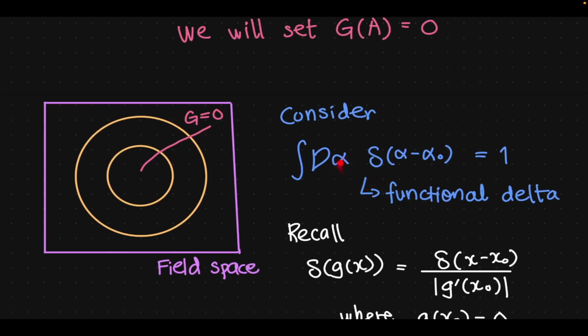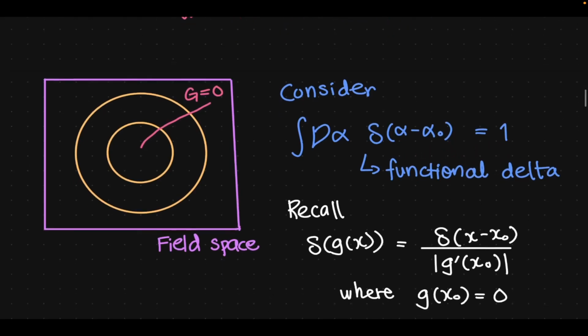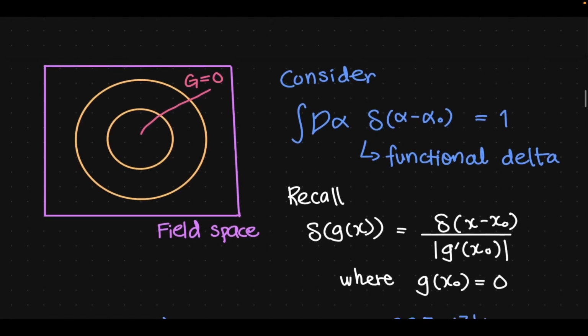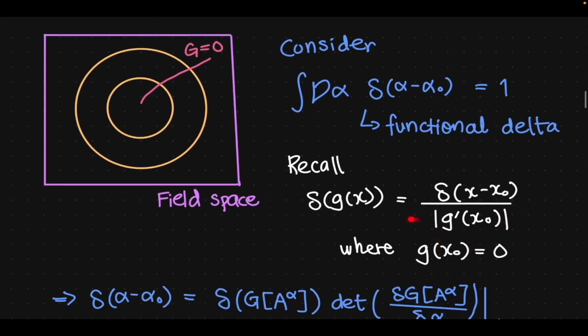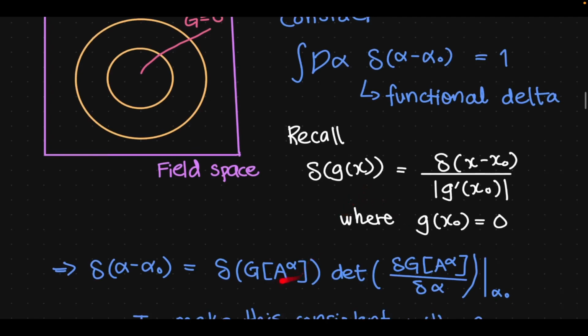So if we have the path integral over alpha, which is a field, so we can do that, of delta of alpha minus alpha naught, where we're taking this delta to be a functional delta distribution, which is a delta distribution on the field space, set that equal to 1. By analogy, this is 1, by analogy to regular delta functions of regular functions. And we're using the property, recall, delta of g of x is delta of x minus x naught divided by the absolute value of g prime of x naught, where g of x naught is 0. So x naught is a root of g. We use that property on this alpha minus alpha naught.